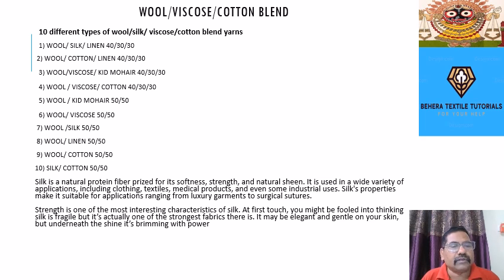Silk is a natural protein fiber prized for its softness, strength, and natural sheen. It is used in a wide variety of applications, including clothing, textiles, medical products, and even some industrial uses. Silk's properties make it suitable for applications ranging from luxury garments to surgical sutures.